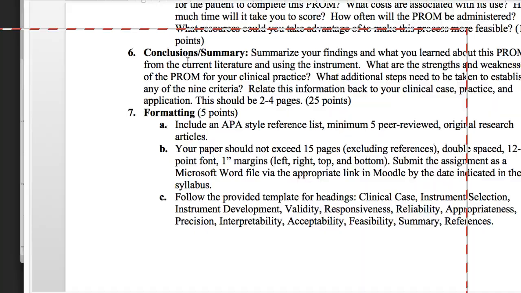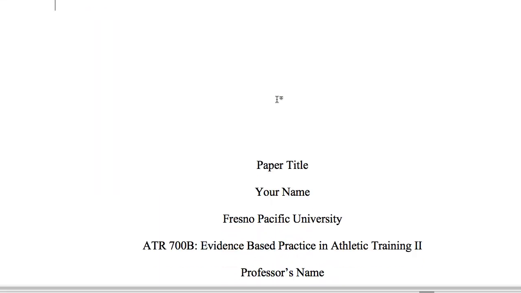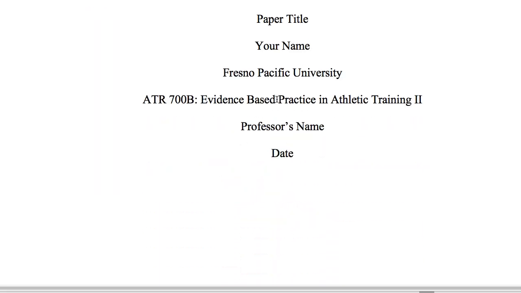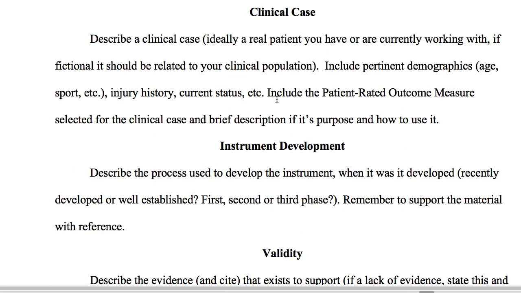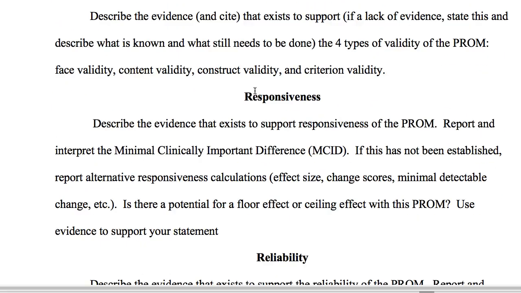Formatting stuff. I've provided you a template in the class, so just use the template I provided, and I have the sections that you'll need. I pretty much copied and pasted the directions in each section. Please remove the directions and include your information. Again, I've provided you a completed assignment so you can see what another student wrote. And there's the information there.